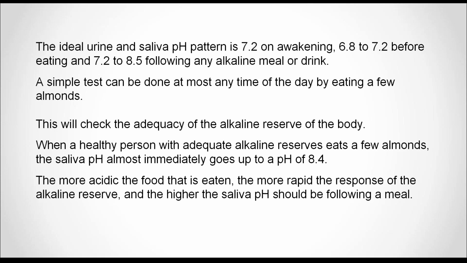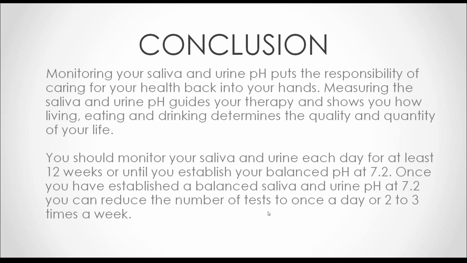When a healthy person with adequate alkaline reserves eats a few almonds, the saliva pH almost immediately goes up to a pH of 8.4. The more acidic the food that is eaten, the more rapid the response of the alkaline reserve, and the higher the saliva pH should be following a meal.